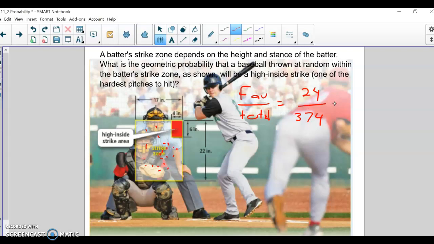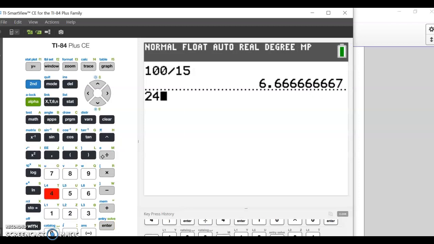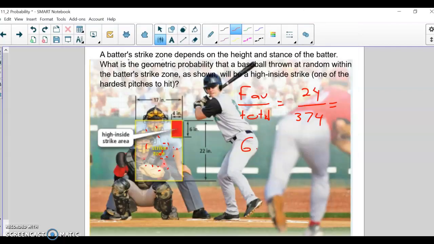So this is our probability, but again, I would probably divide them here. So I'd do 24 divided by 374, and then write it as a decimal or percent. It's about 6% if we move it over. So I'm going to call that 6.4%. So you have a 6.4% chance if it's random. Of course, if the pitcher is a good pitcher, he'll have a higher chance of hitting it. But if it's randomly landing in the strike zone, the chance we hit this little corner is only 6.4%.